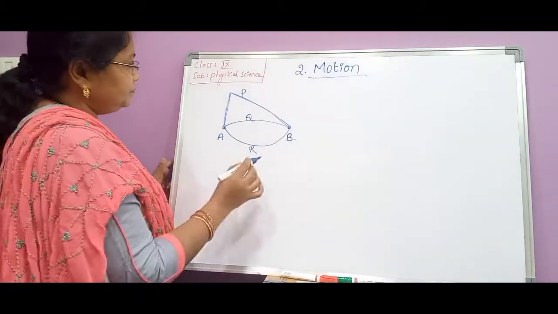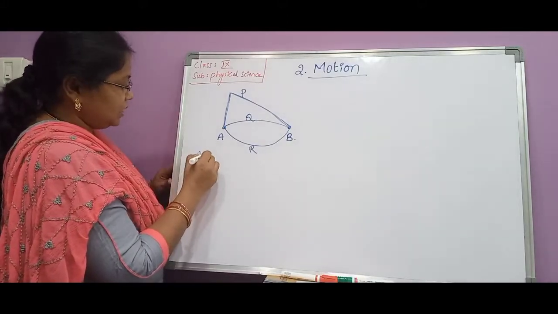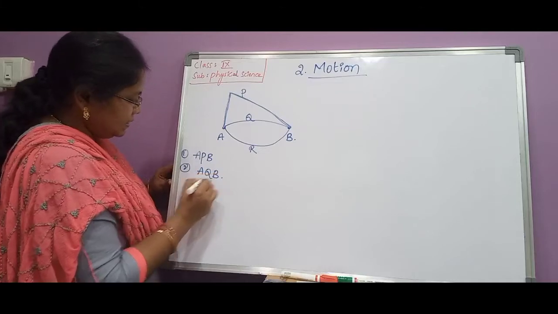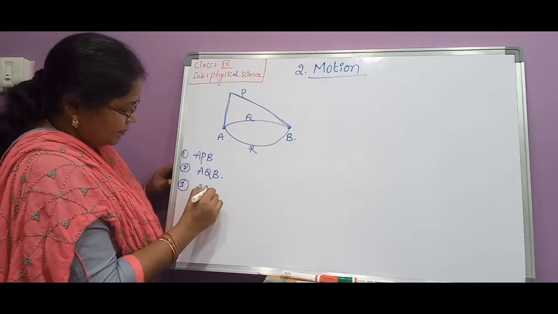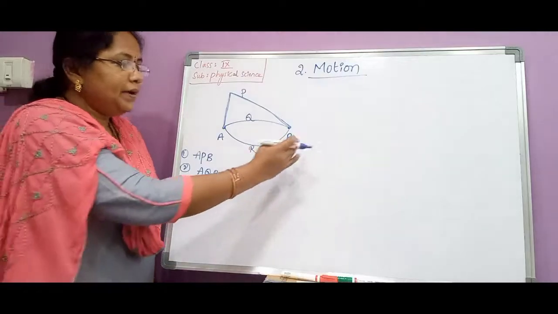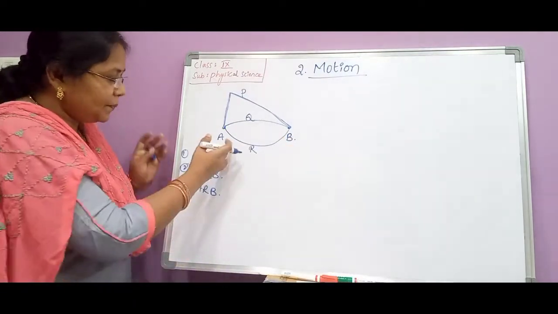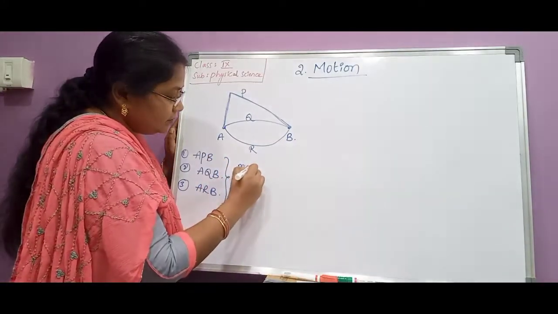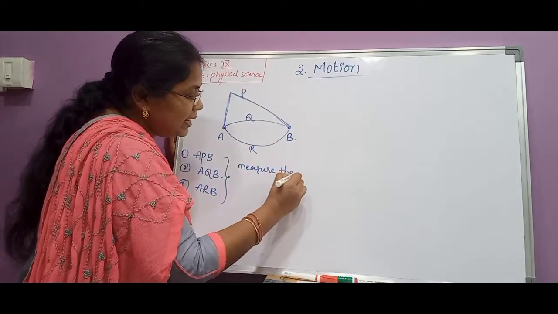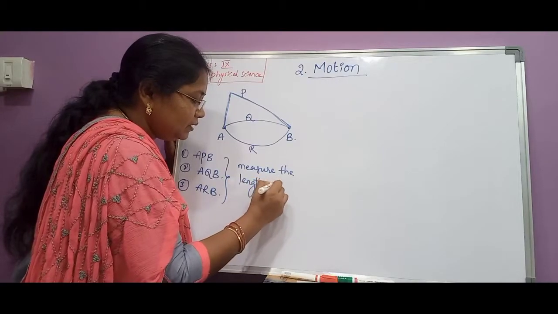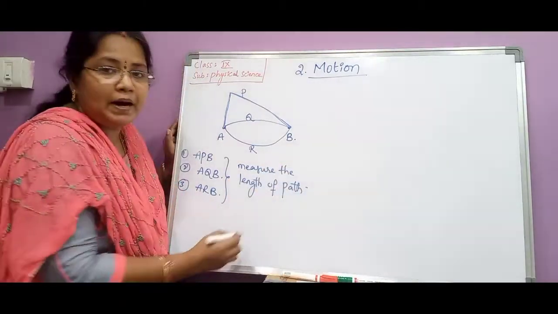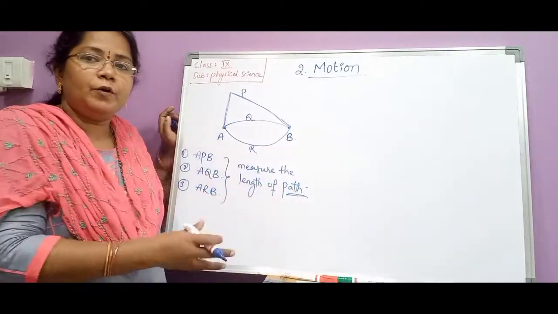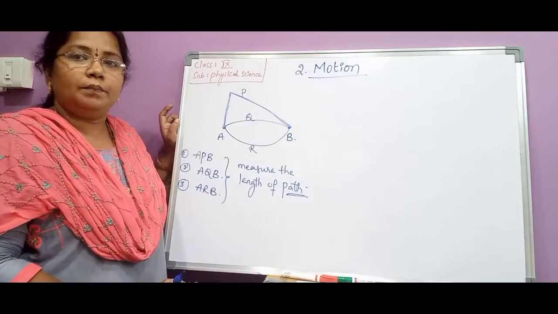There are three paths available for the object: A, P, B is one, the second one is A, Q, B, and the third one is A, R, B. In this path also the object can reach point B from point A. So what we have to take? We have to measure the length of the path chosen by the object. In whichever path the object has traveled, we have to consider that path only, and we have to measure the length of that path chosen by the object.